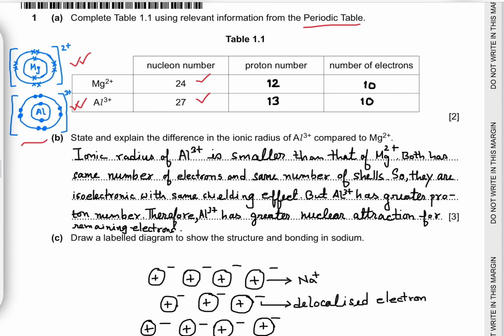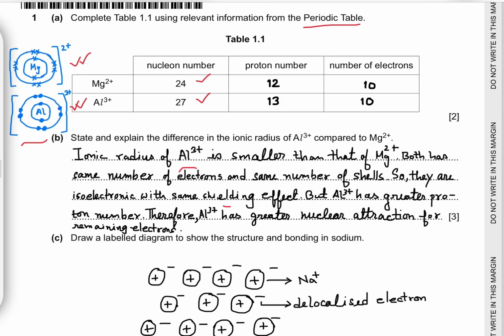B. State and explain the difference in ionic radius of aluminium 3 plus compared to magnesium 2 plus. Here the ionic radius of aluminium 3 plus will be smaller than that of magnesium. Why? Because both have the same number of electrons and the same number of shells. So they are isoelectronic and will have the same shielding effect.